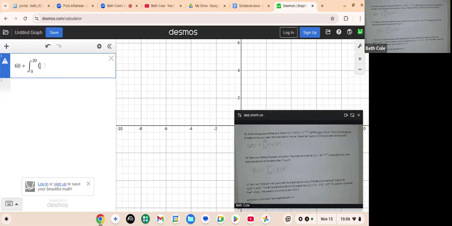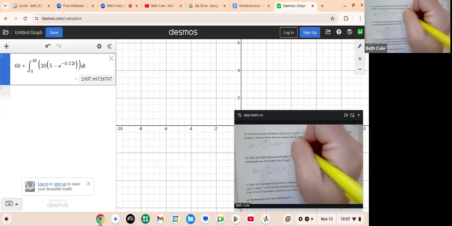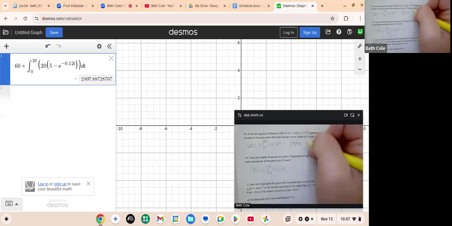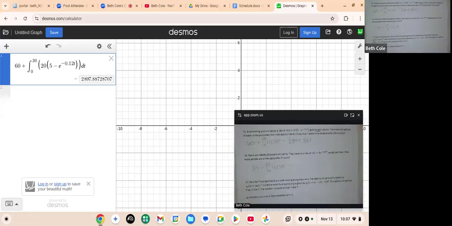All right, and that is 20 parenthesis 5 minus e to the power negative 0.12 t, close all these parentheses, dt. And then make sure it makes sense. We are filling up the pool, so we should get a bigger number. So 2,897.887 gallons. It'll be multiple choice though, so you don't really need to worry about the units.